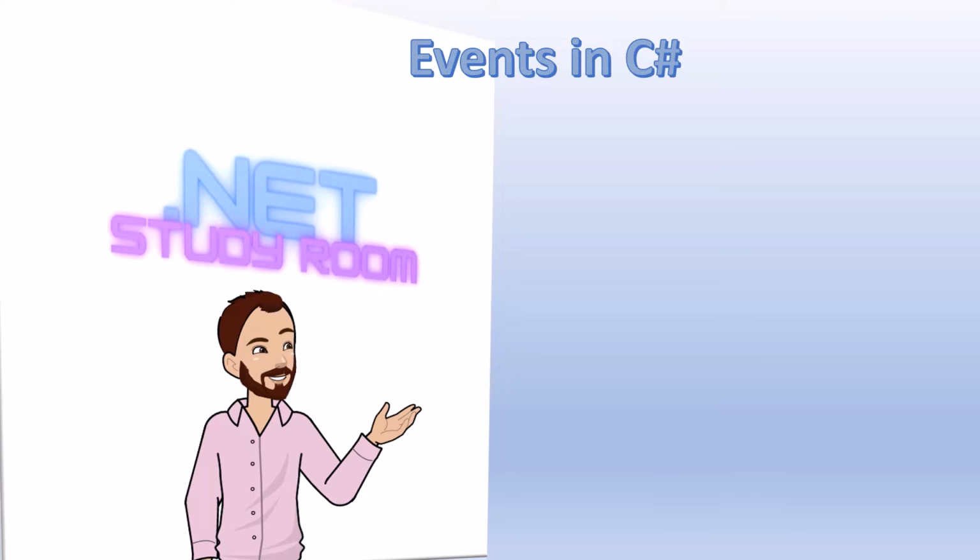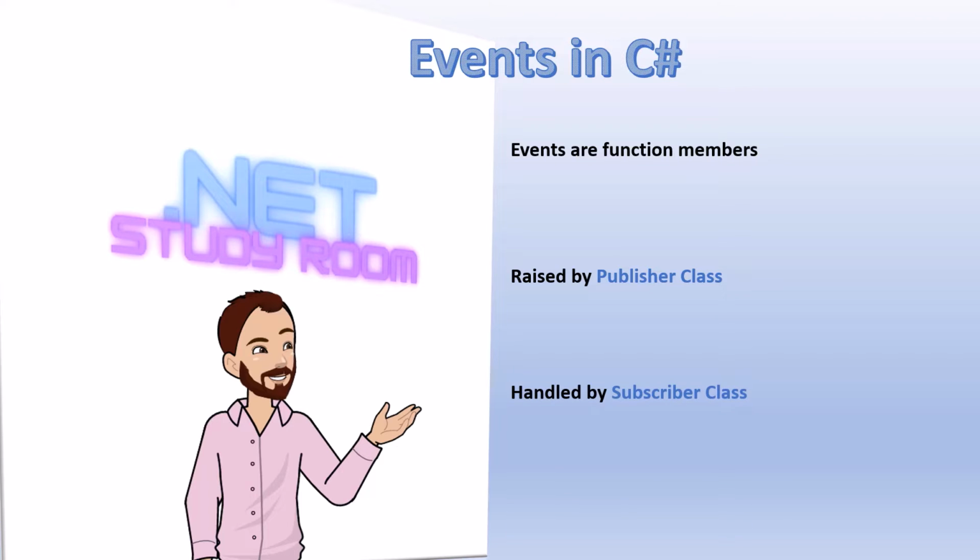An event in C# is a function member. An event can be raised by a class in which it is defined. This class is called the publisher. Other classes which are interested to know when an event is raised can subscribe to the event. These classes are called subscribers. So, an event helps notify the subscribers when something of their interest has occurred.